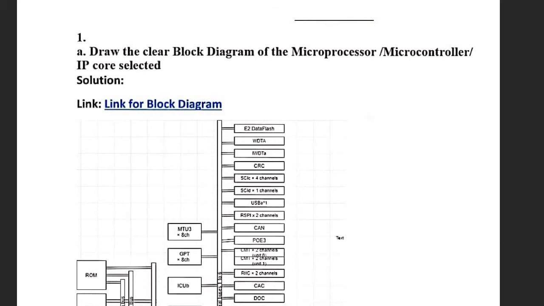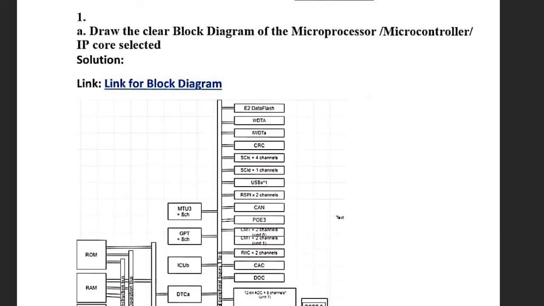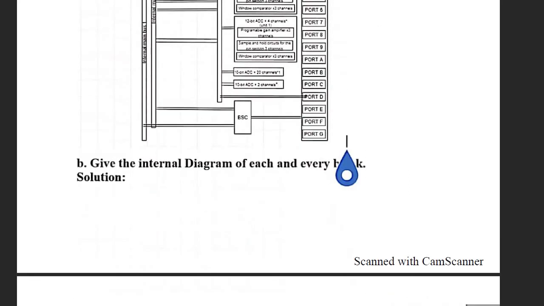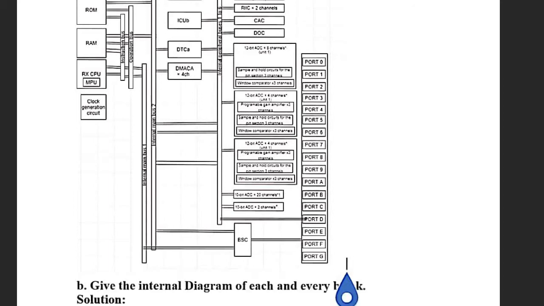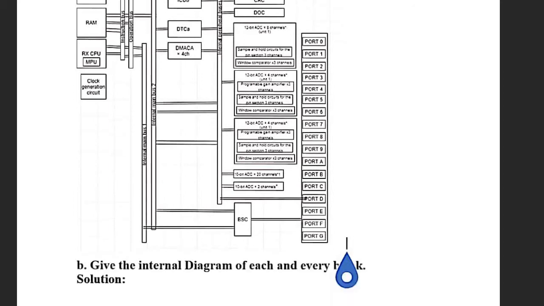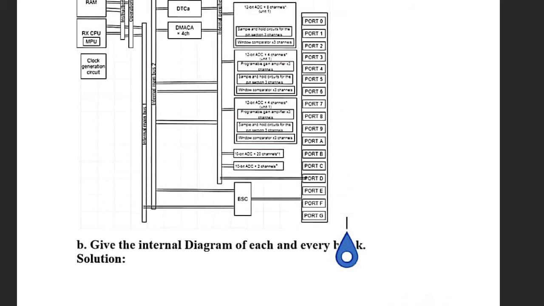So this is the block diagram for the microcontroller which I've selected, which is again the RX63T MCU. We can take a closer look. I've uploaded the DA assignment in DA1. So maybe due to the screen recording, the wording looks a bit blurred, but in the document I've uploaded, it looks perfectly all right. So you can take a look there.